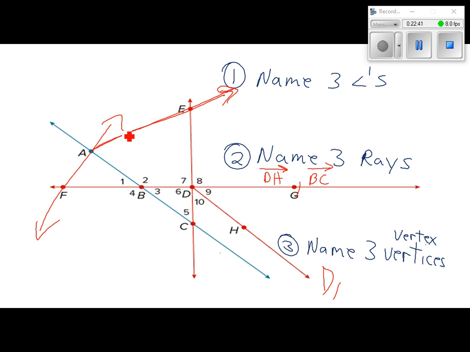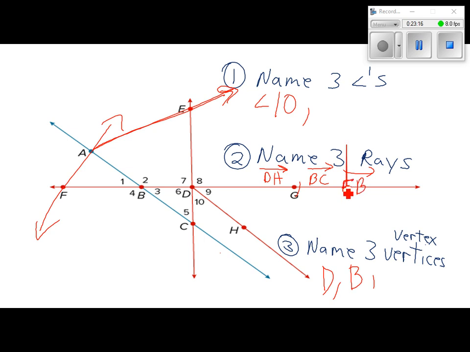All right, Thelma. Number 1. Angle 10. Everybody agree with that? That's an angle? Yeah. Go ahead, John. I'd say number 3, B. Everybody agree that that's a vertex of an angle? Yeah. Go ahead, Aaron. Ray FB, number 2. Ray FB. Yeah.